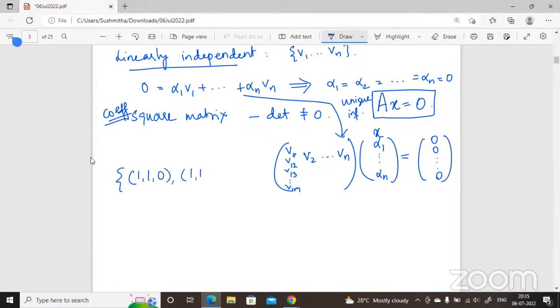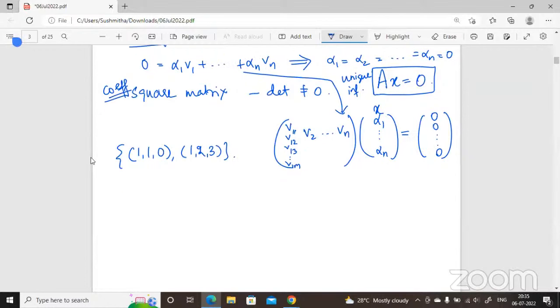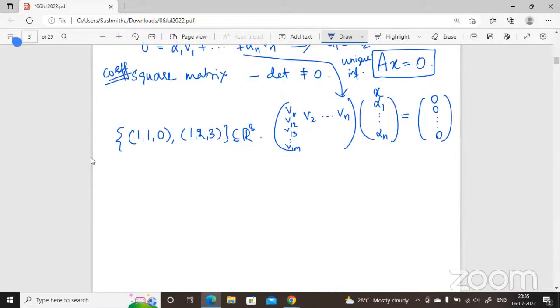Okay, let's take these two vectors. So this is a subset of R3. I want to check whether this is linearly independent or not. Is it linearly independent? Yes, ma'am, of course. Why? Because if I solve it, then I will get only one solution.